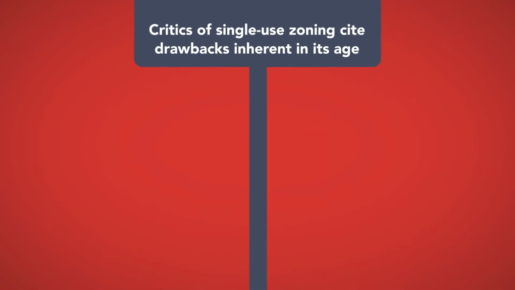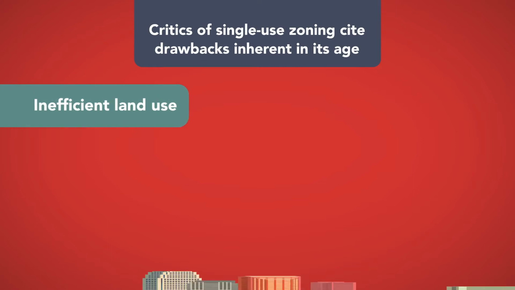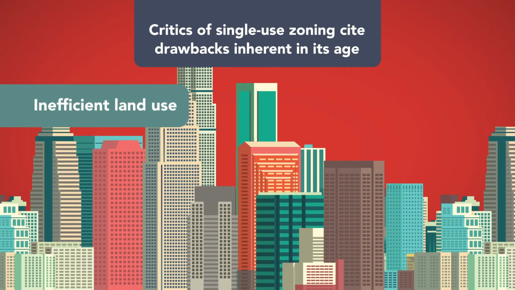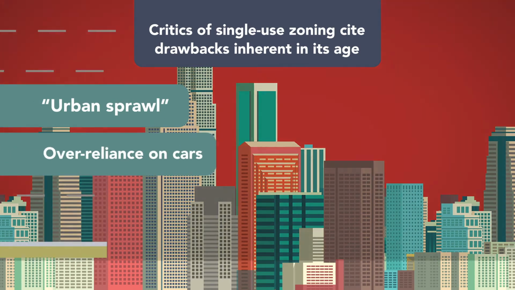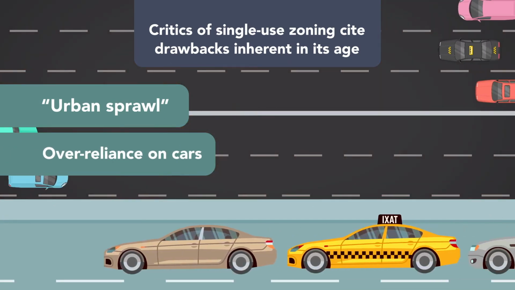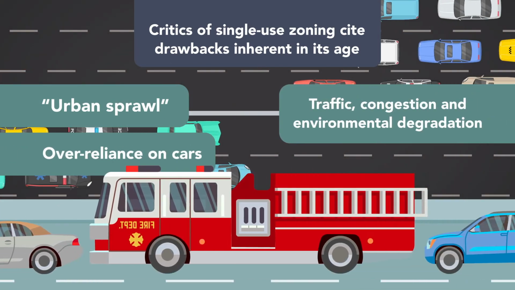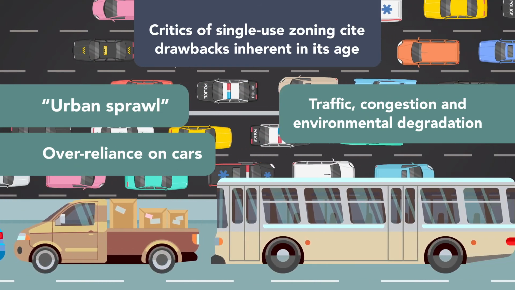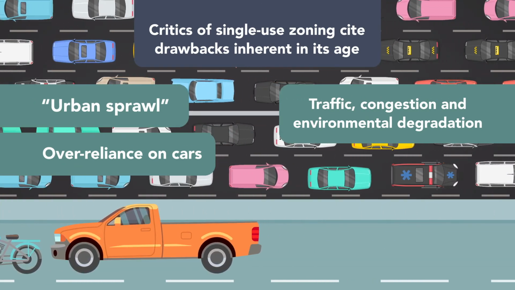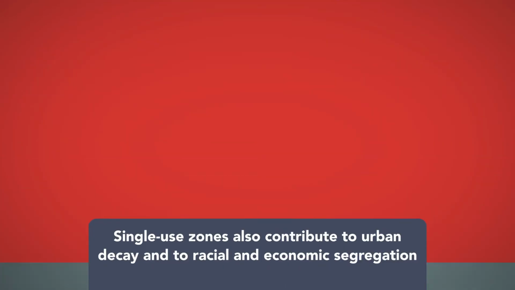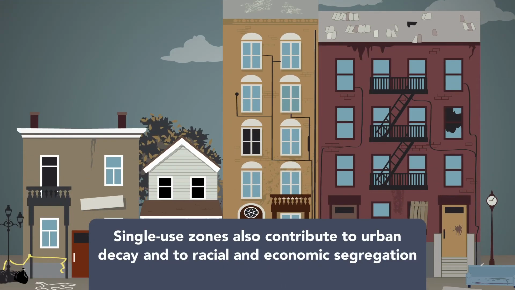Critics of single-use zoning cite drawbacks inherent in its age, such as inefficient land use that results in encroachment upon surrounding areas, urban sprawl, and over-reliance on cars that creates livability problems, such as traffic, congestion, and environmental degradation in the form of air and noise pollution. Some critics claim that single-use zones also contribute to urban decay and to racial and economic segregation.